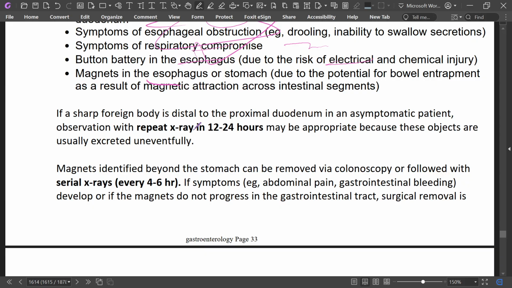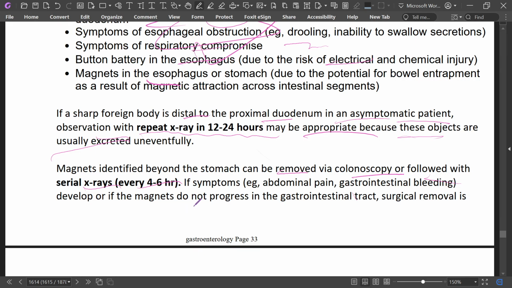If a sharp foreign body is distal to the proximal duodenum in an asymptomatic patient, observation with repeat X-ray in 12 to 24 hours may be appropriate because these objects are usually excreted uneventfully. Magnets identified beyond the stomach can be removed via colonoscopy, or followed by serial X-ray every 4 to 6 hours.